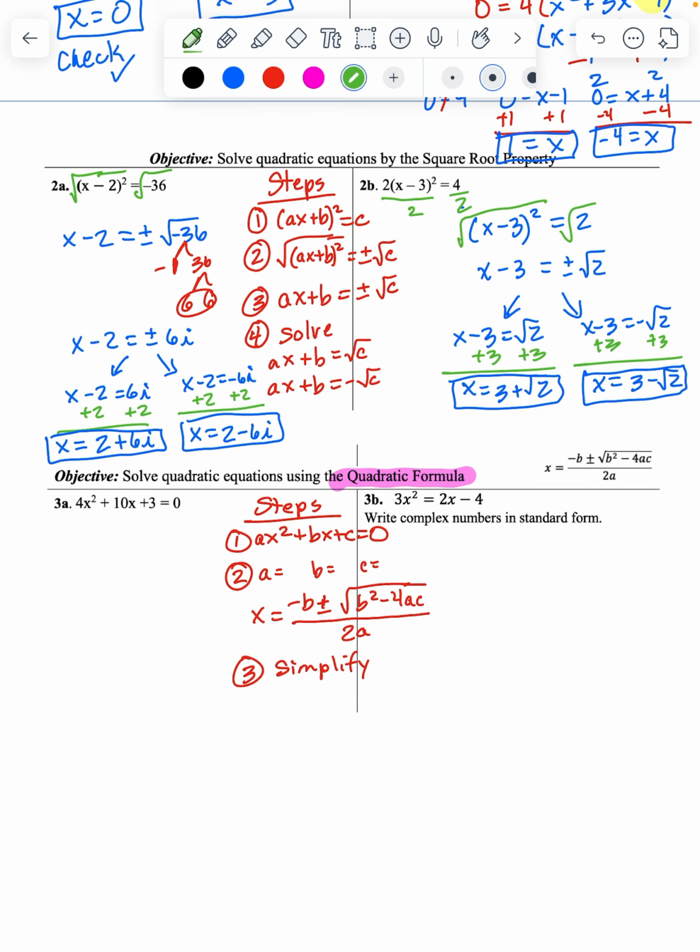So for 3a, that's already in the format that matches step number 1, so I can identify my a, which is 4, my b, which is 10, and my c, which is 3. a is always the number in front of the x squared. b is always the number in front of the x, and the c is always the number without any variable. It is possible for some of those to be 0 in some problems.